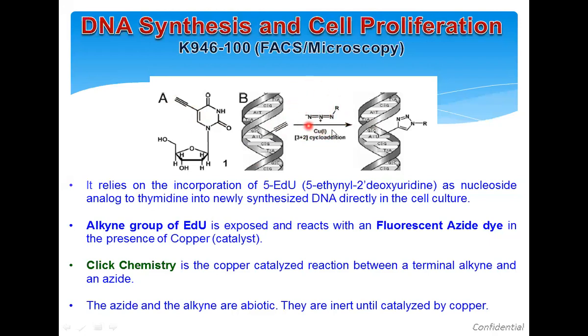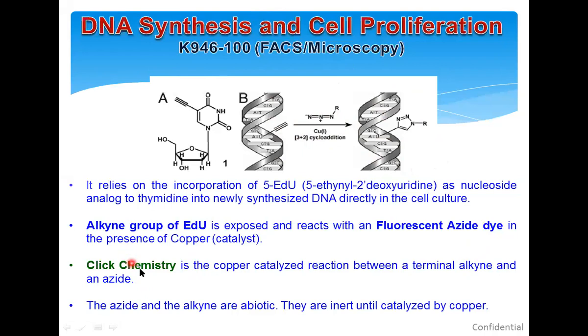It's copper catalyzed. The alkyne group is coming from your EdU, the nucleotide analog. You are adding the azide in the presence of a copper catalyst. That's how the reaction is happening. So the alkyne group of EdU is exposed and it reacts with the fluorescent azide in the presence of the copper catalyst. And that's how you finally get the color and stain the final product. You are doing this at room temperature. You need a reductant in this step as well.